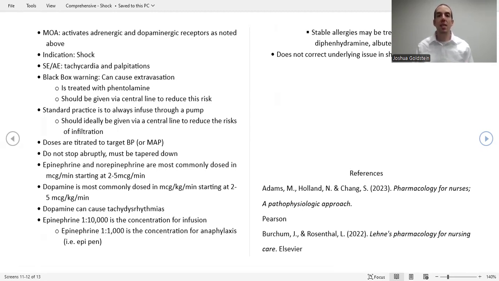So if, let's say, there's an IV in the AC, in the antecubital fossa, and now this fluid, this epinephrine we'll use as an example, starts leaking into the surrounding tissue, it's going to vasoconstrict that local tissue incredibly, to the point that it can actually completely cut off perfusion to the rest of the arm. For that, we already said we treat it with phentolamine. And also for that reason, you should give this drug through a central line to reduce that from happening.